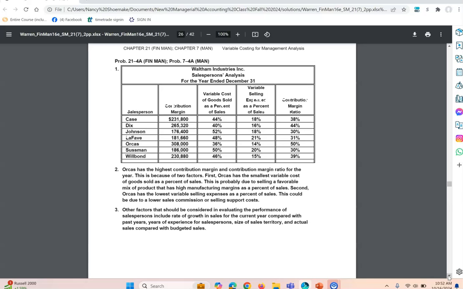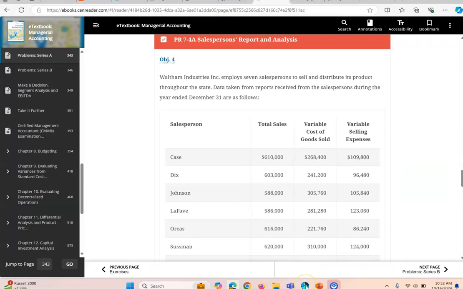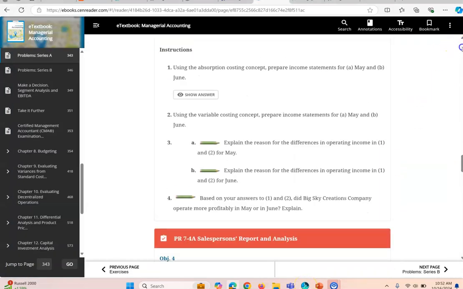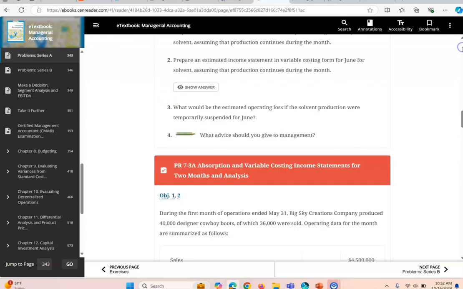products. Now, other factors that we need to look at could be rate of growth in sales for the current year over past years, years of experience, size of the territory, and what the actual sales are compared to those budgeted sales.